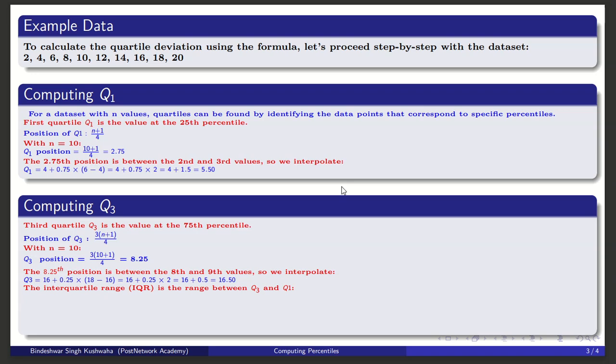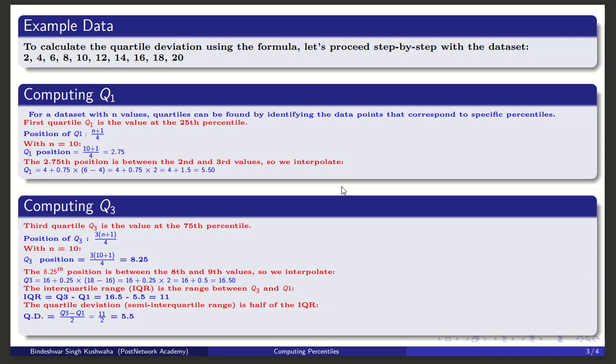And the interquartile range is the difference between Q3 and Q1. So IQR is 11. And the quartile deviation is half of the IQR, so you will divide and you will get.